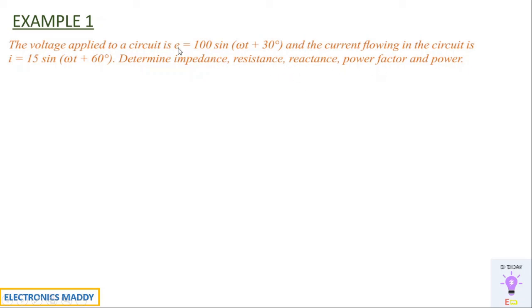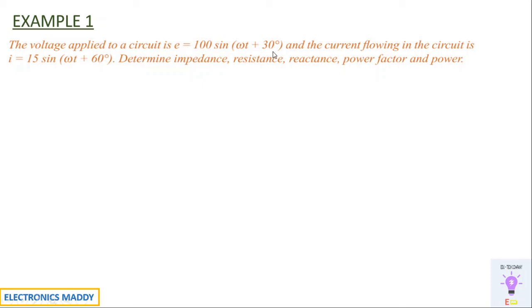So a very important observation: the voltage is generally represented as E or V, it doesn't matter. They've given E in this case, so we'll be taking E. And one more important observation is that they've said the voltage is applied to a circuit, and they haven't told us what type of circuit it is. So we have to identify whether it is series RL or series RC or series RLC, depending upon the nature of the circuit. So how do we identify that in the first place?